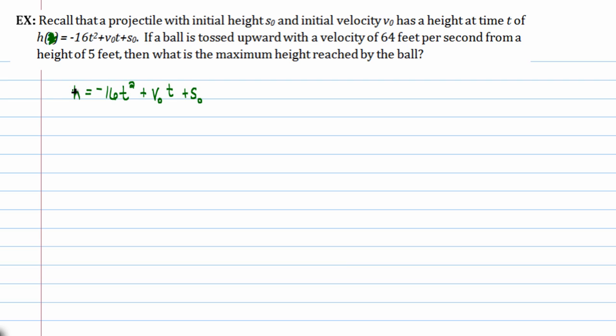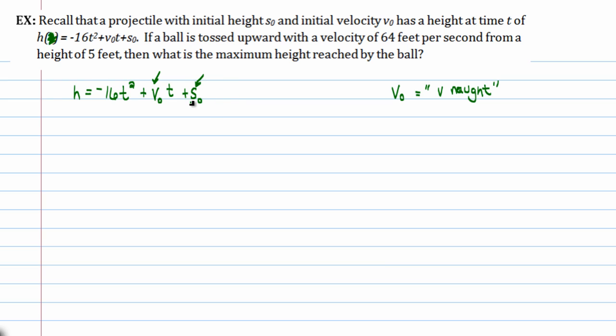Recall that a projectile with initial height s naught, so that's the initial height, and initial velocity v naught has a height at time t of h, which equals negative 16 t squared plus v naught t plus s naught. And by the way, that notation is called v naught, or v sub 0, some people call it. If a ball is tossed upward with a velocity of 64 feet per second from a height of 5 feet, then what is the maximum height reached by the ball?